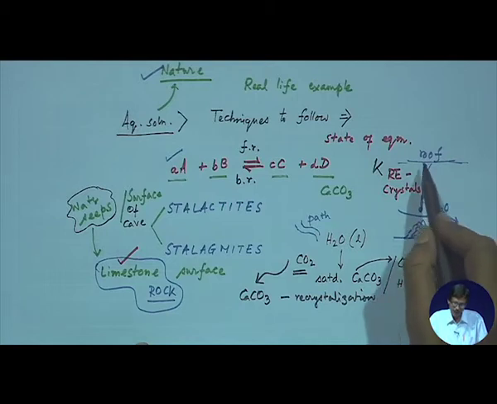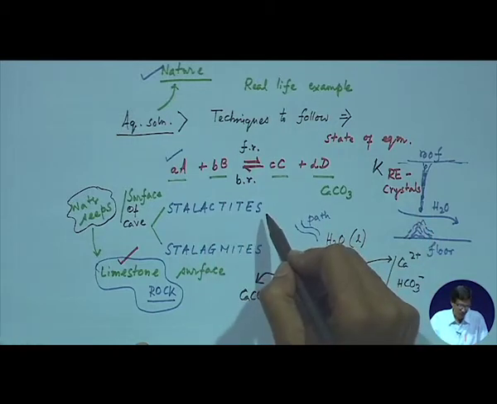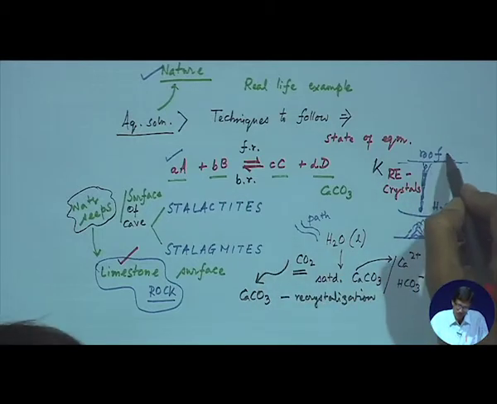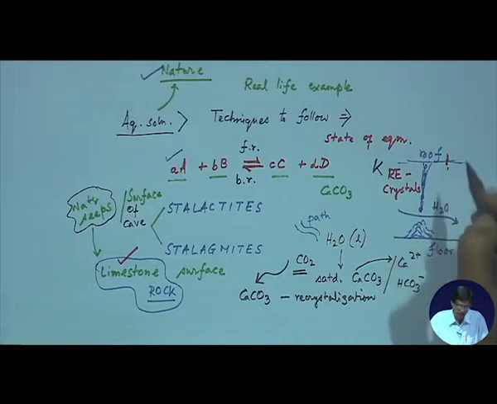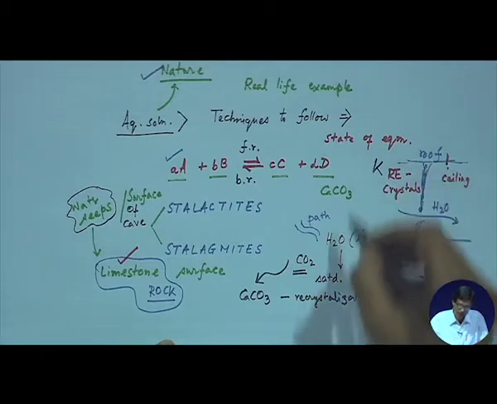The recrystallized forms are of different shapes, different sizes and different structures. One type is stalactites and one type is stalagmites. Basically, from the roof, water droplets are dripping from the ceiling, and we have the floor also. So, where are these forming?